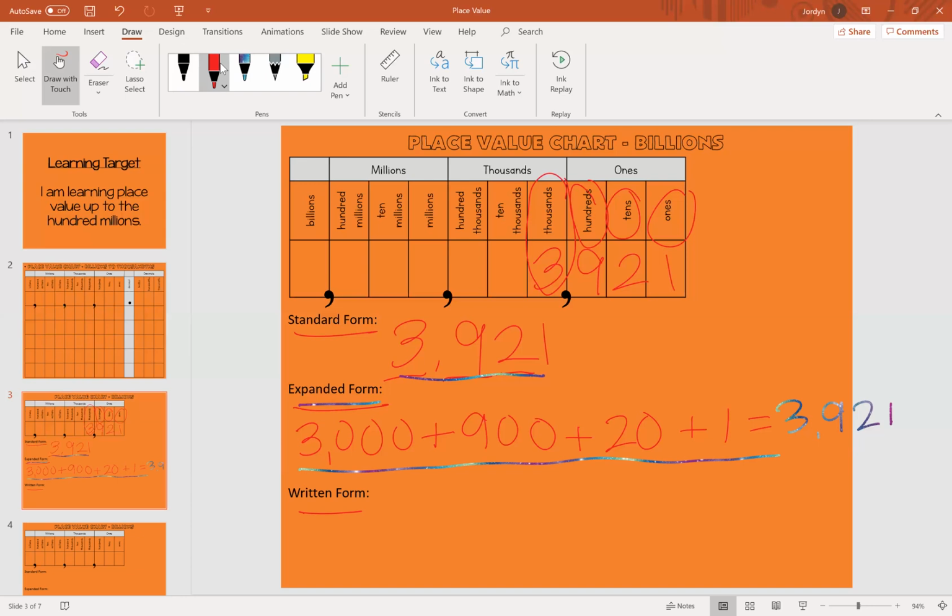The first thing I say is 3. After that, I said the word thousand. Do not make fun of my handwriting. I'm writing with my finger. So 3,000. After that, I said 900. So that's what I've said so far.